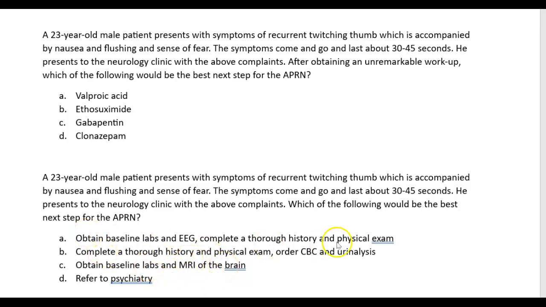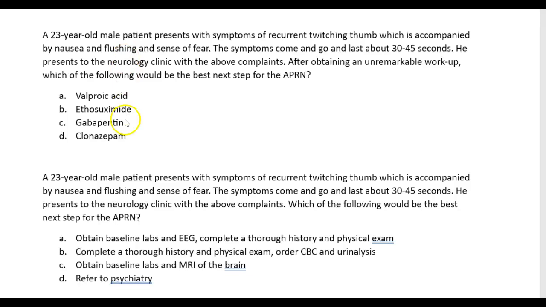And it didn't obtain the history and physical. Almost always as a hack when you're doing questions, they tell you the ABCs are important. Almost always, if you have an option to get a complete, thorough history and physical, that probably is part of the answer. And then refer to psychiatry. Well, sure, at some point, maybe they do all of this and they realize that, but the best next step is not going to be just to refer them to a different specialist, okay? And you're not going to find that in your reading.